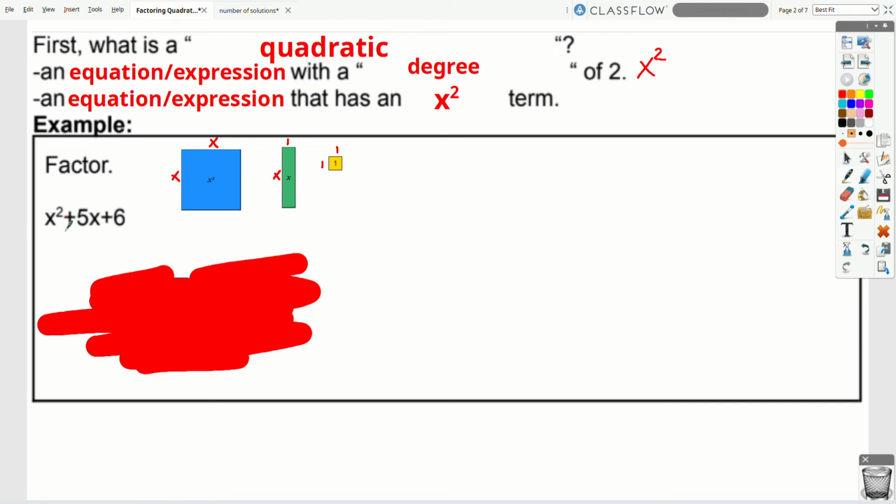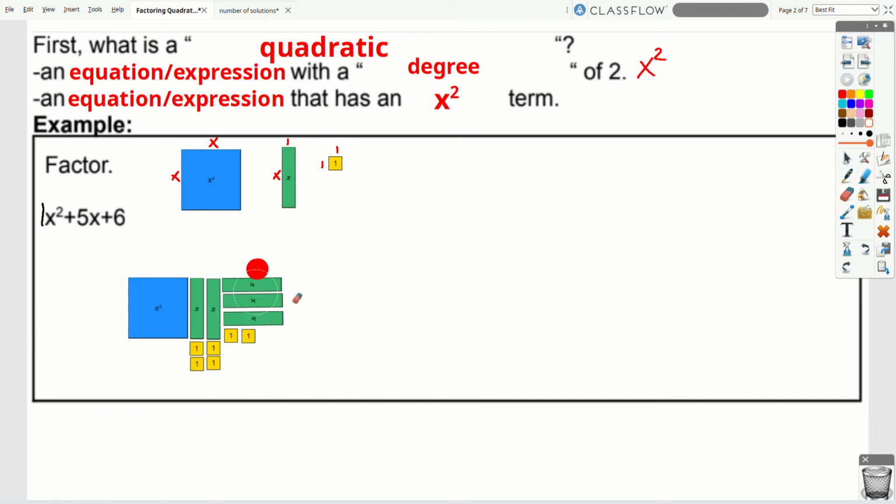How we factor this is we're given x squared plus 5x plus 6. We can remember that there's an invisible 1 in front of this x squared. So we have 1 x squared, so we have 1 square. We have 5 x's, so we have 5 of these green rectangles. Then we have 6 of these little ones, and we play around with these. The rectangles we make are usually going to look something like this. We move them around a little bit, and then we get this nice rectangle here.